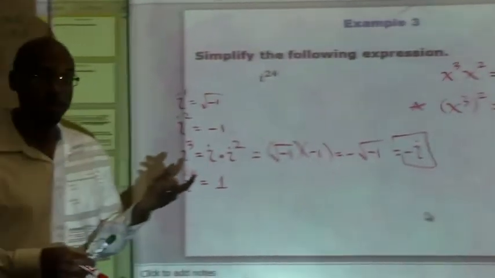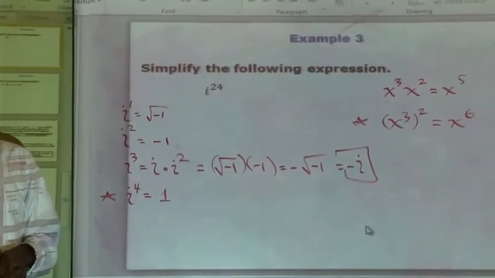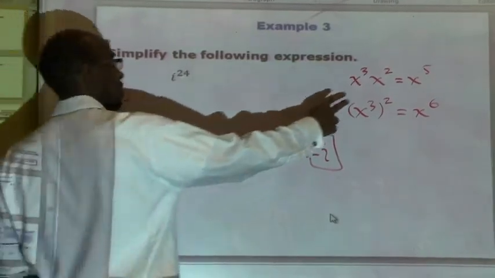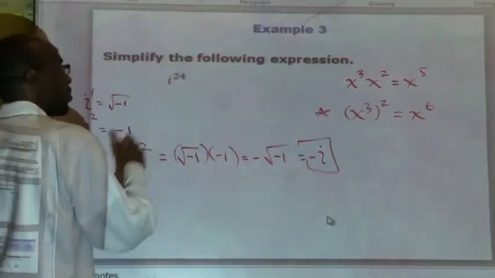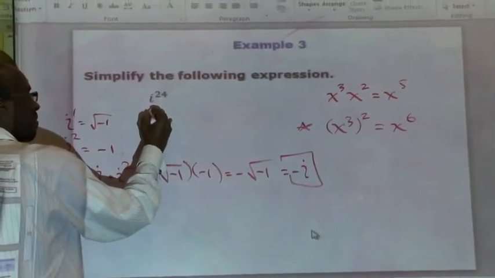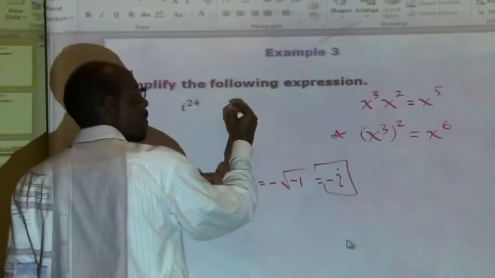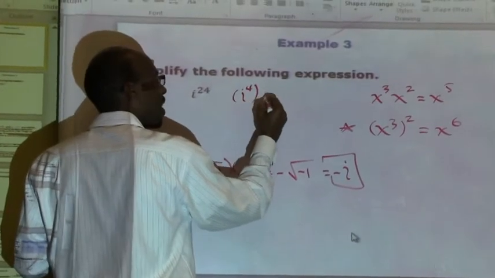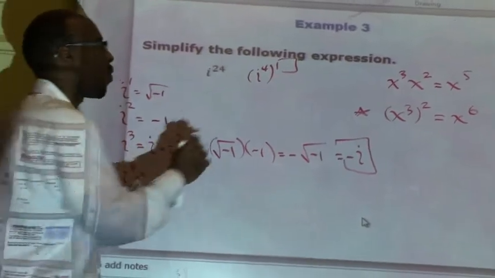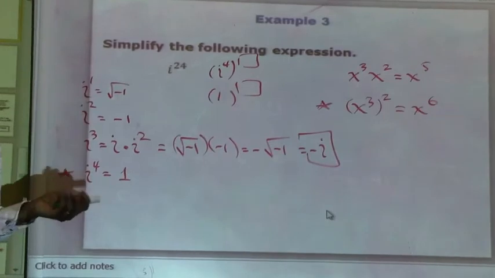So here's my plan. My plan is somehow to get an I to the fourth somewhere. I'm going to do a side-by-side thing. Step 1, I'm going to separate these two. I want an I to the fourth inside, raised to some power. I to the fourth is just 1. And so if I get an I to the fourth raised to some power, the whole thing will just equal 1. That's my plan.